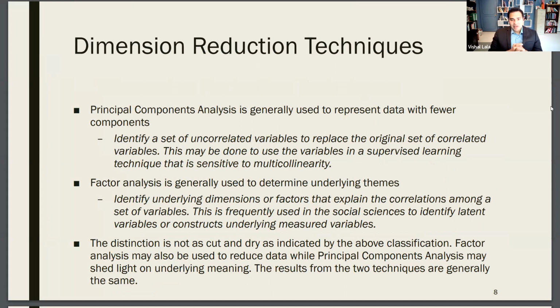While principal components analysis tries to reduce the overall variance, or work with the overall variance, factor analysis only works with shared variance. So PCA is very focused on taking all the data and representing it with fewer components, while factor analysis is designed to identify common underlying themes.